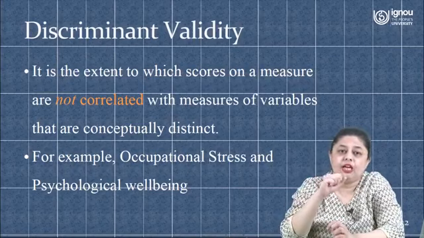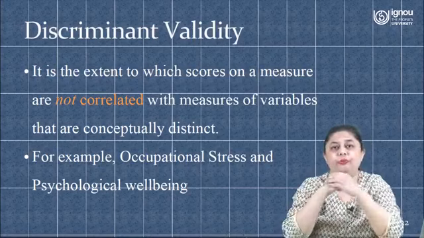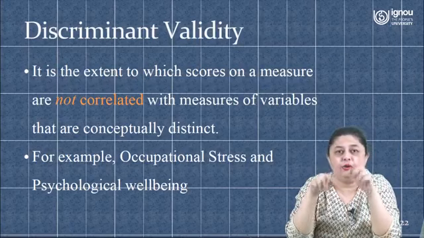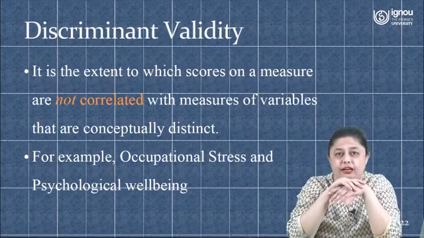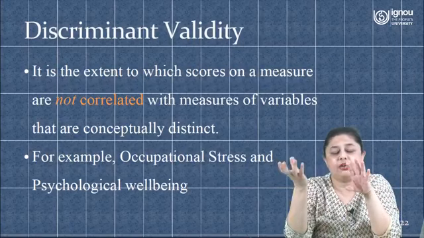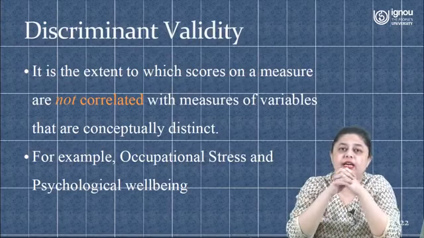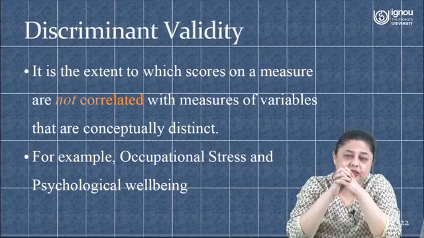For example, if you have developed an occupational stress scale, then you can correlate it with psychological well-being. Obviously, the correlation will be negative. You take a variable that is distinct from this particular variable, so that it shows that there is a negative or no correlation with that. Then you can say that, okay, probably my scale is valid.